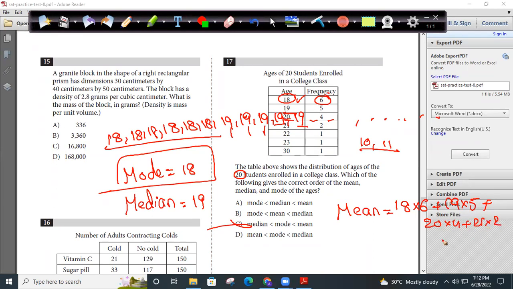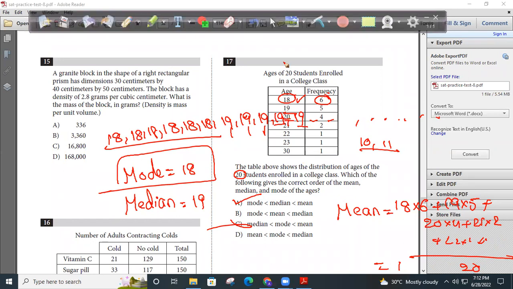18 into 6 plus 19 into 5 plus 20 into 4 plus 21 into 2 plus 22 into 1 plus 23 into 1 plus 30 into 1, divided by 20. Definitely you get a value greater than 19. So the answer should be A, for Agra. If not, you can just try this once.